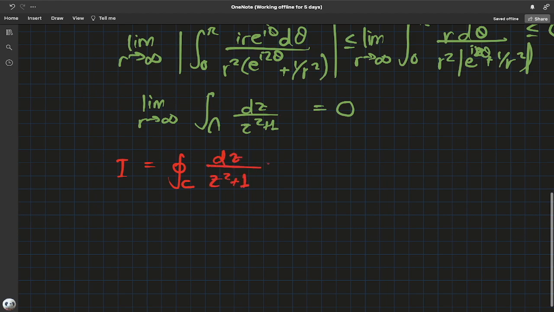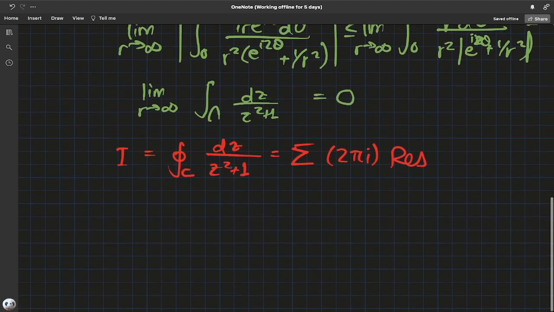Why was there a need to actually introduce a closed loop integral? That's because we can use the residue theorem, because this is just 2 pi i times the sum of residues of poles of the function 1 over z squared plus 1 inside contour C. So let's look at what poles, or even singularities, there are.